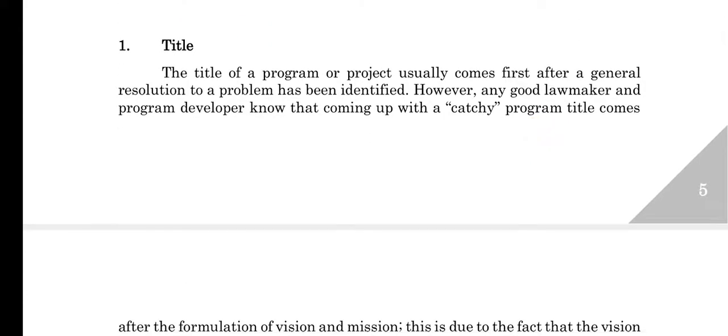Number one is the title. One of the most important parts of a program design is of course the title. Why? Because the title is what is being remembered in a program. So when the beneficiaries, other people, the clientele or stakeholders are looking for that particular program, the number one thing that they would remember is of course the title. It usually comes first after a general resolution to a problem has been identified. So when you already identify the problem, basically the title comes after that.